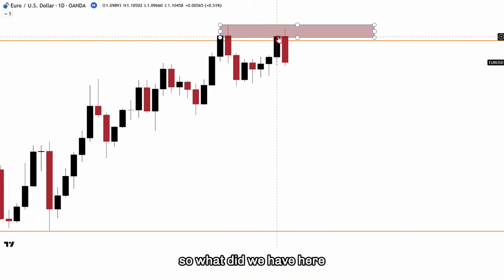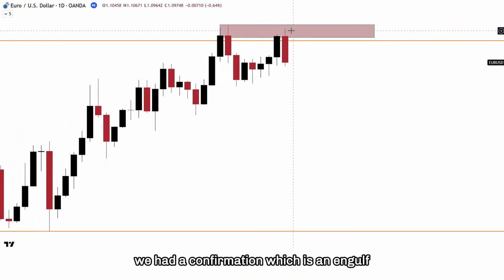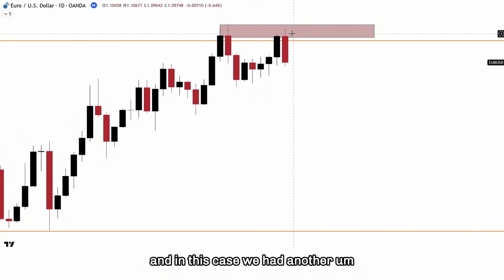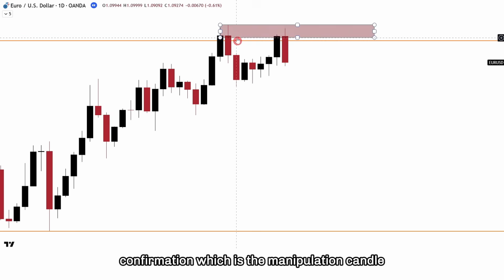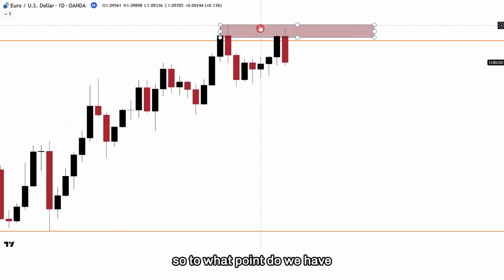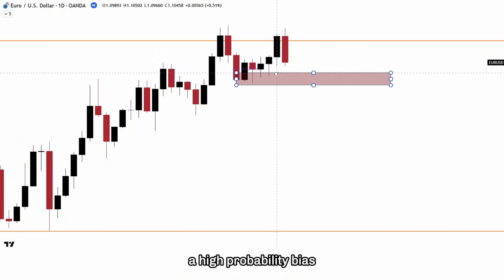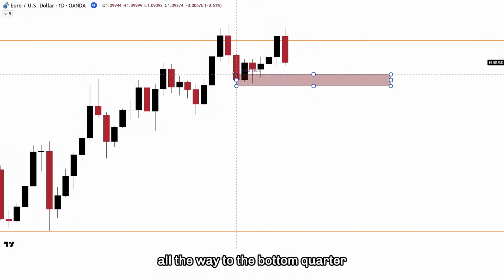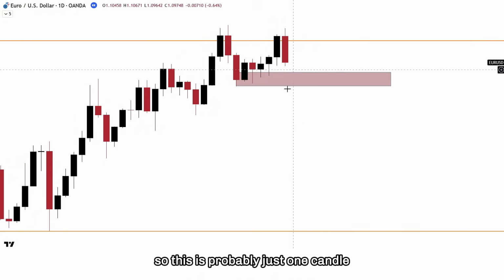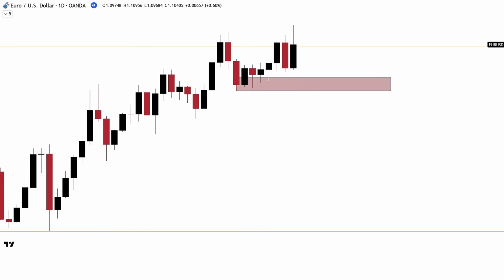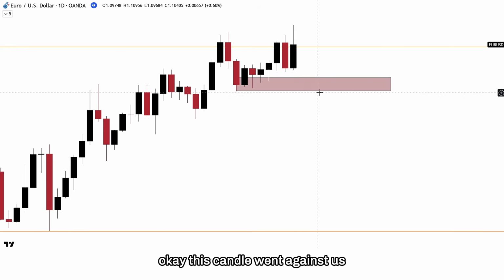So what did we have here? We had a confirmation, which is an engulf. And in this case, we had another confirmation, which is the manipulation candle. So to what point do we have a high probability bias? All the way to the bottom quarter. So all the way to here. So this is probably just one candle. Okay, this candle went against us.